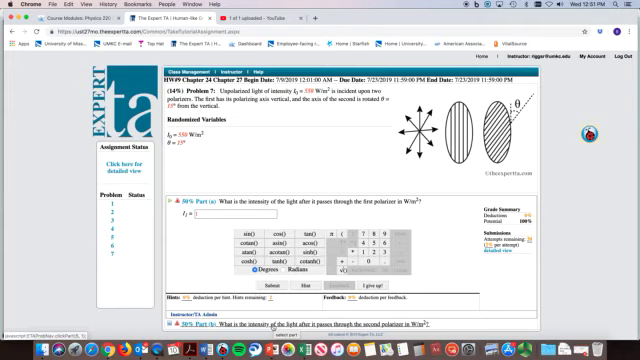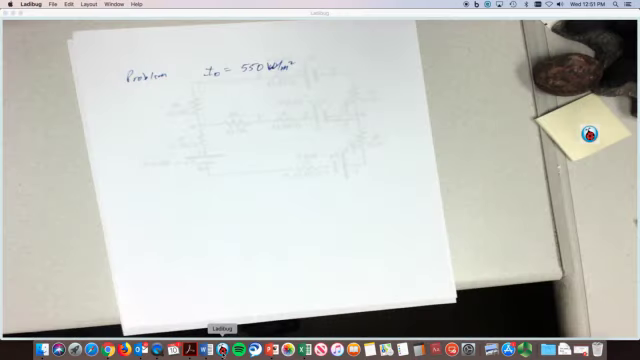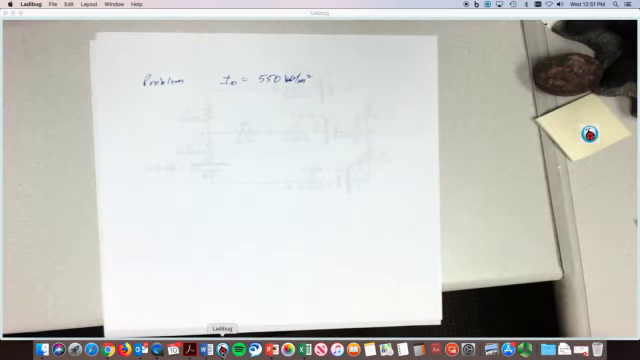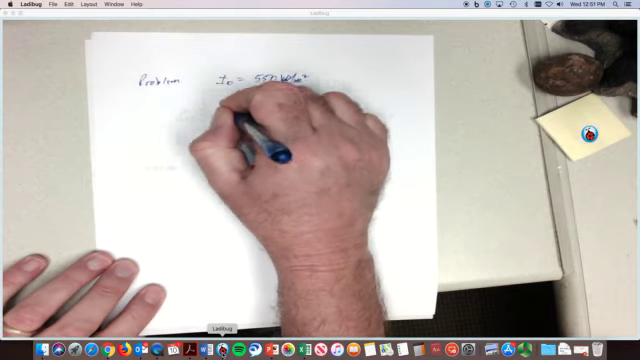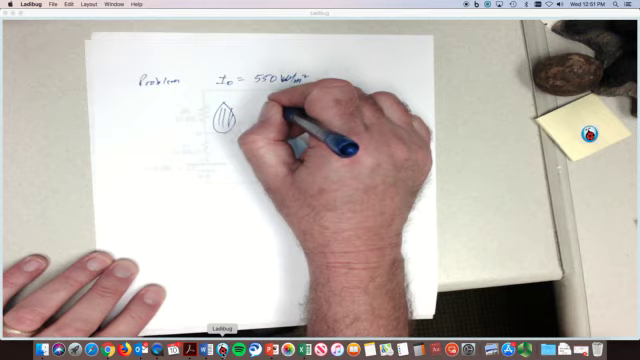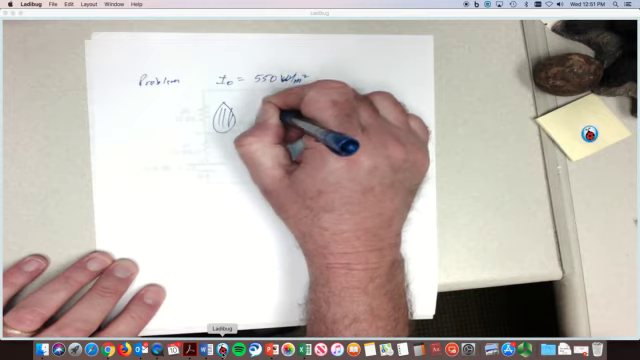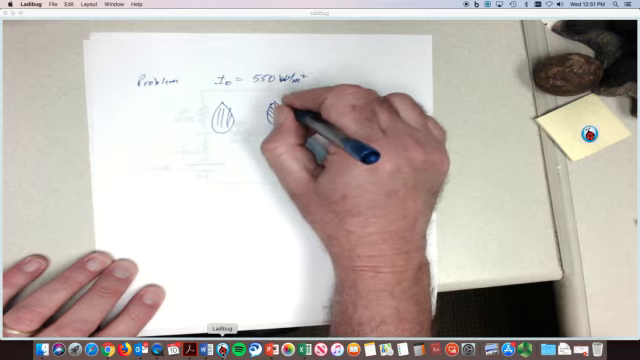So for problem 7, let me get the data down, and then we'll talk about it. I naught is equal to 550 watts per meter squared. All right, so let's go to the good old ladybug here. Got a polarizer here, got an analyzer here. That's off the normal like this, 15 degrees.